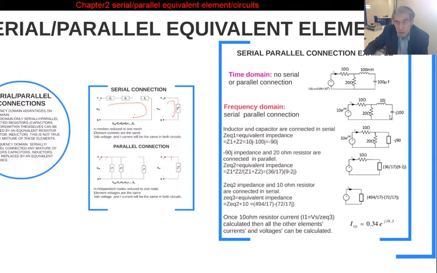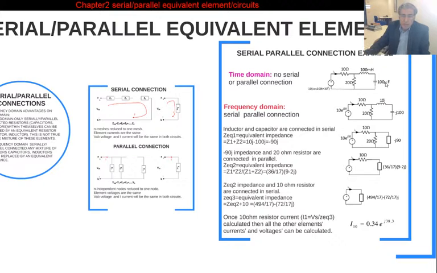So let's start from the time domain. In the time domain, you cannot replace those inductor and capacitor with one element. Why is that? Because the definition relations are different. Both have derivatives in them, but in one you take the derivative of the current, and in the other you take the derivative of the voltage. So the variable of which the derivative is taken becomes different for those two elements. That's why we cannot replace them with just one element.